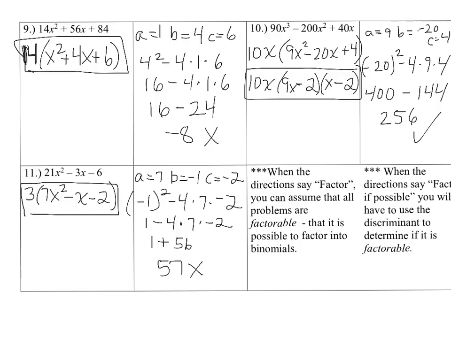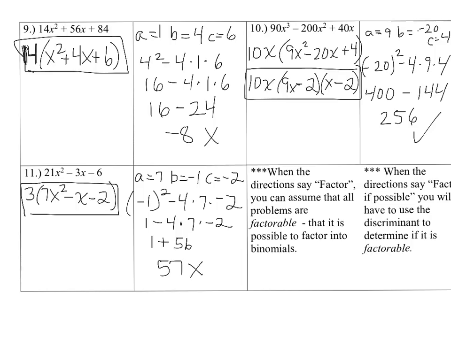And then here, I pulled out a 3, and then I found the discriminant for this part right here, which is 57. And because 57 is not a perfect square, I can't take this further. So my final answer is this.